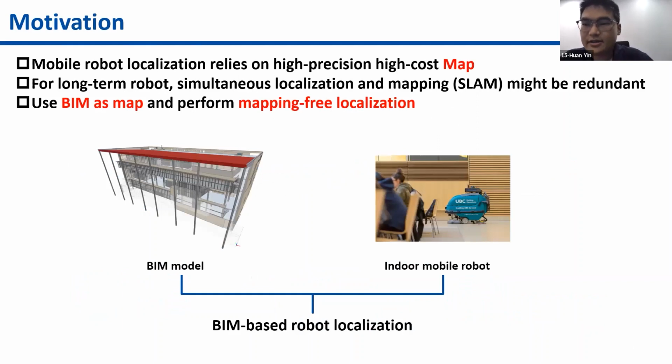The motivation is that in the robotics community, people are doing SLAM or other mapping techniques to build maps, and these high precision maps also come with high cost. So in this way, we are considering how to convert BIM to a localization-oriented map, and in this BIM-based map, we can use mapping-free localization, which means we can localize a robot without pre-mapping. We can just use a BIM from the construction side to localize the robot.